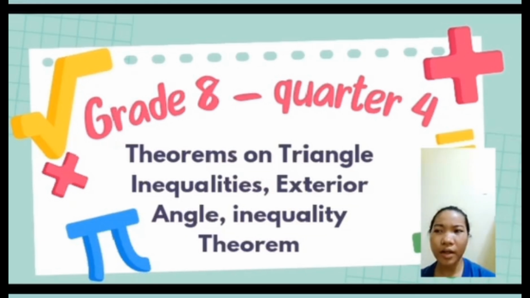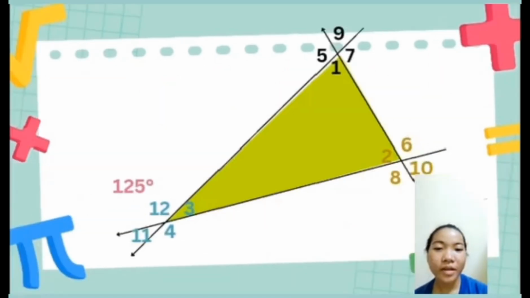This is all about Chapter 4 of the grade 8 level under geometry. It is about theorems on triangle inequalities, exterior angle inequality, particularly the inequality theorem. As you notice, there is a figure of a triangle. I have provided questions, and you should use this figure to answer.